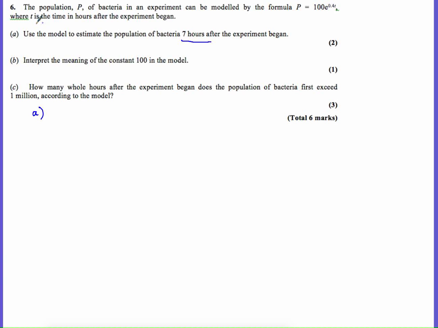So it tells you in the question that t is the time in hours, and you're given 7 hours. So basically, all you're doing is sticking 7 into that formula and sticking that into the calculator to get 1644 to the nearest whole number, or you could have even rounded it to 3 significant figures, 1640.